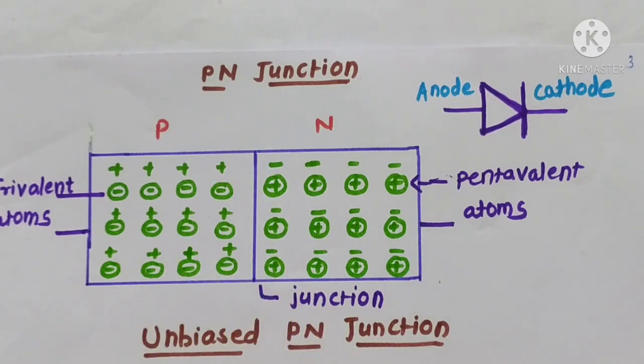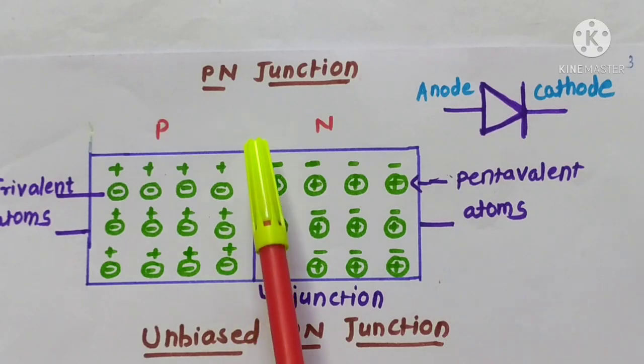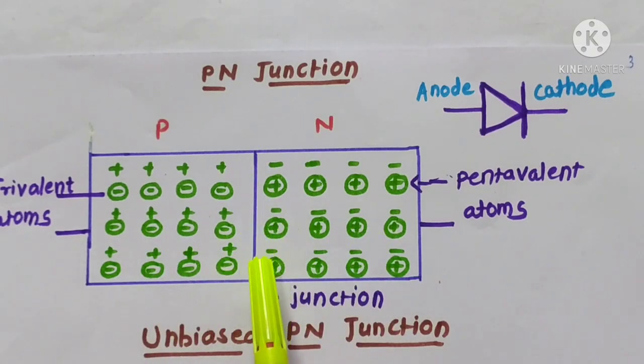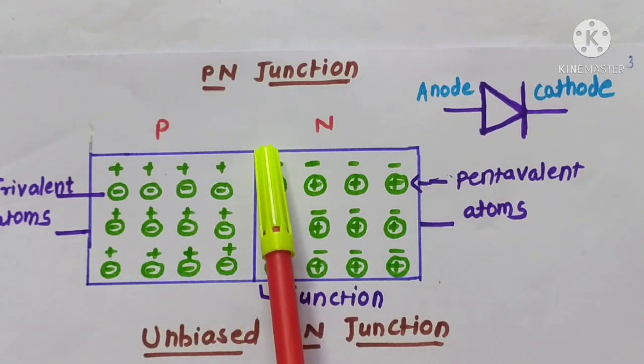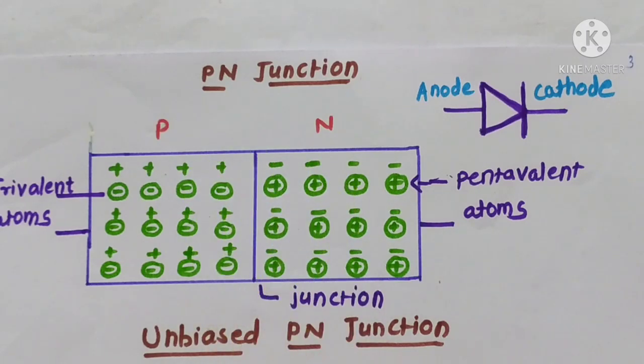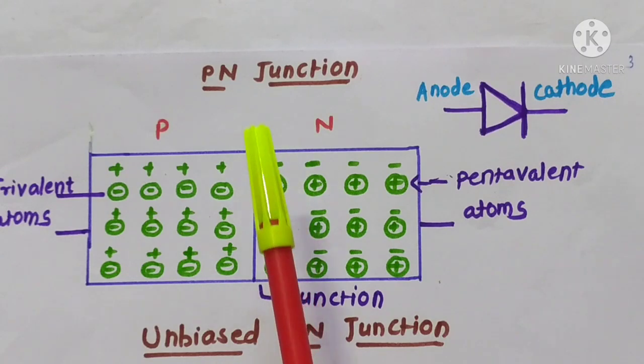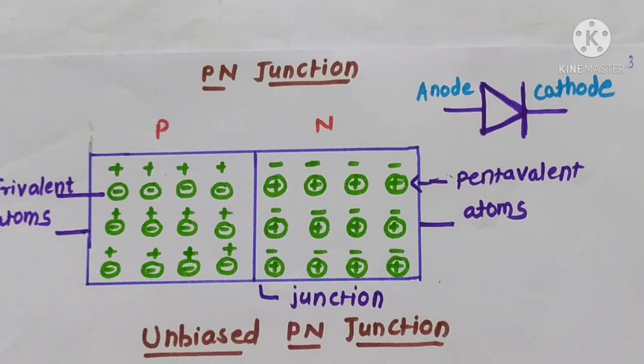or this is a border where two impurities meet, and this meeting point is also called the p-n junction diode. Okay students, so due to this junction point the name is given, p-n junction.